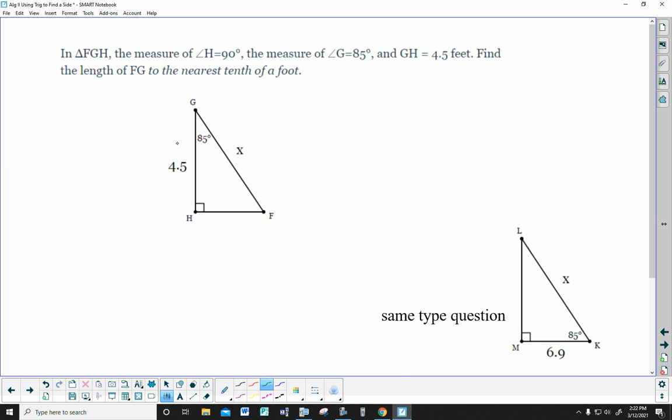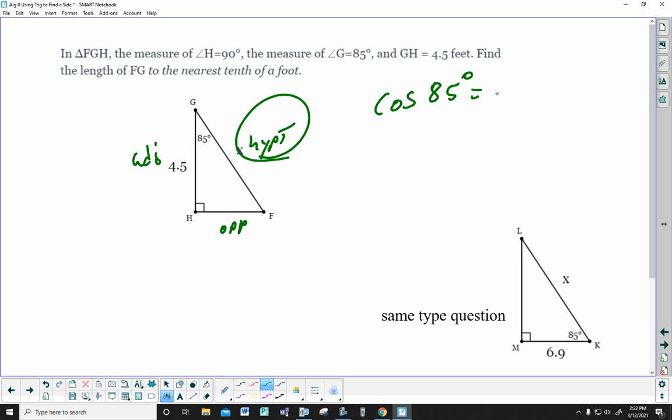All right, from this angle's point of view, this is the adjacent side, this is the opposite side, and this is the hypotenuse. If it helps, physically draw it on there, I'm telling you. Okay? Let it stare you right in the face. They're asking you to find FG, so the hypotenuse is what they want you to find. Adjacent, hypotenuse, that's cosine. The cosine of 85 degrees is your adjacent side over your hypotenuse. Cross multiply. x cosine of 85 is equal to 4.5. Divide out the cosine of 85.